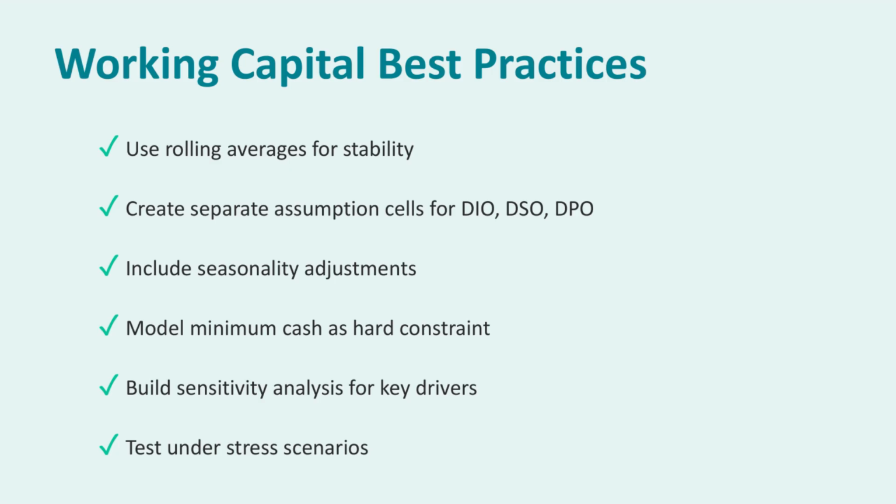Follow these best practices for success. Use rolling averages for stability, include seasonality adjustments in your forecasts, and model minimum cash as a hard constraint. Sensitivity analysis is also key for understanding how changes in your primary drivers will impact your cash flow.